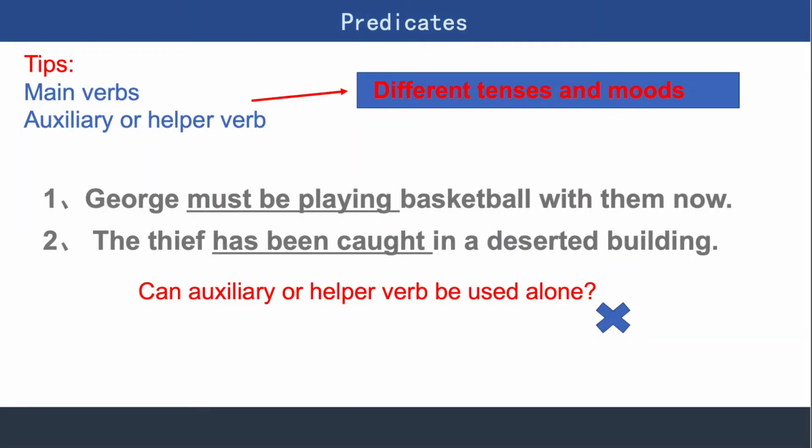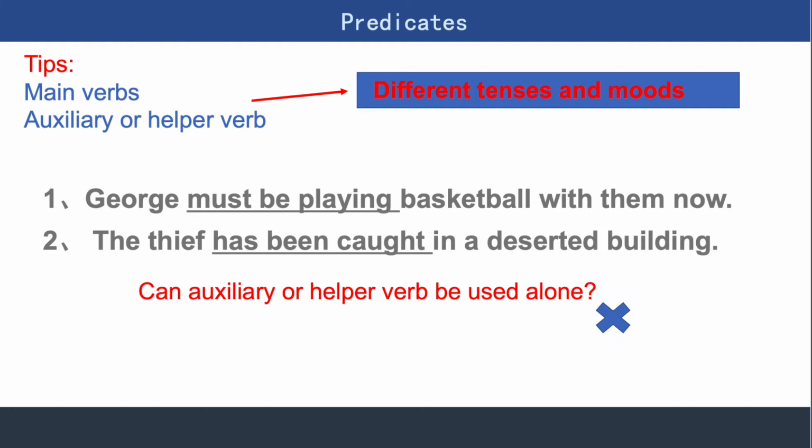Okay, now we have main verbs and we also have auxiliary verbs. Now the main verb in the first example is playing, and the main verb in the second example is caught. Auxiliary verbs in the first example are must and be, and auxiliary verbs in the second example are has and been. So George must be playing basketball with them now, right? So George must be playing basketball with them now.